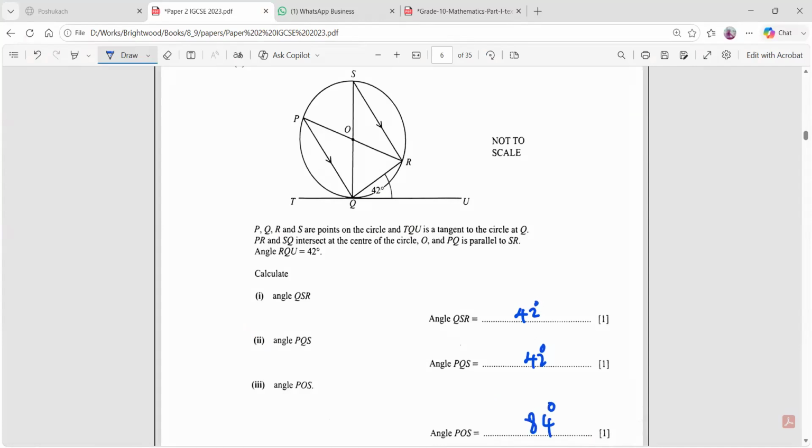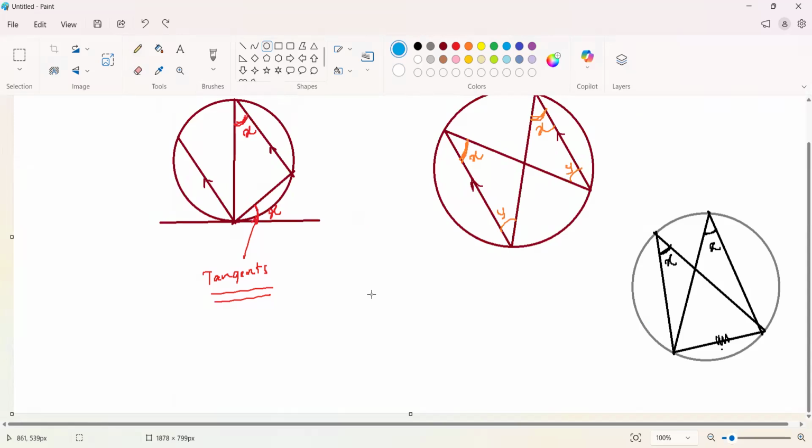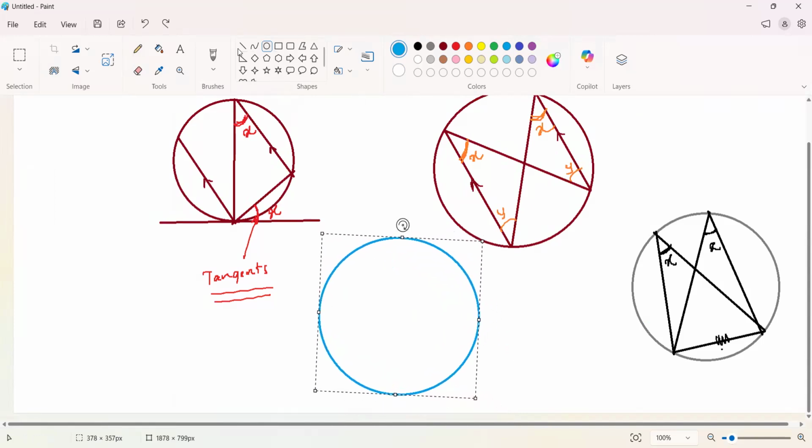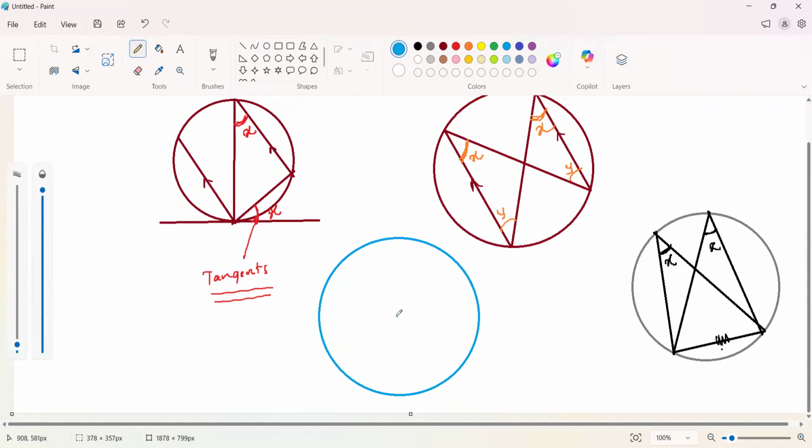What is the reason for double? Double is the next theorem. If I consider a circle, here the center point. If I take two points, A, B, or P, Q, anything, and according to these two points I create an angle at the center, here is one thing.